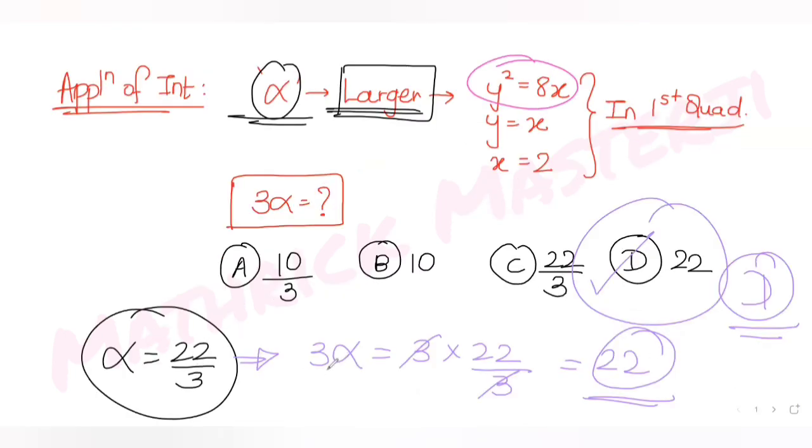And once I get alpha, I just have to multiply with 3. So I get my answer for the question as option D. So D becomes the correct answer here. I hope you have understood how to solve this type of questions.